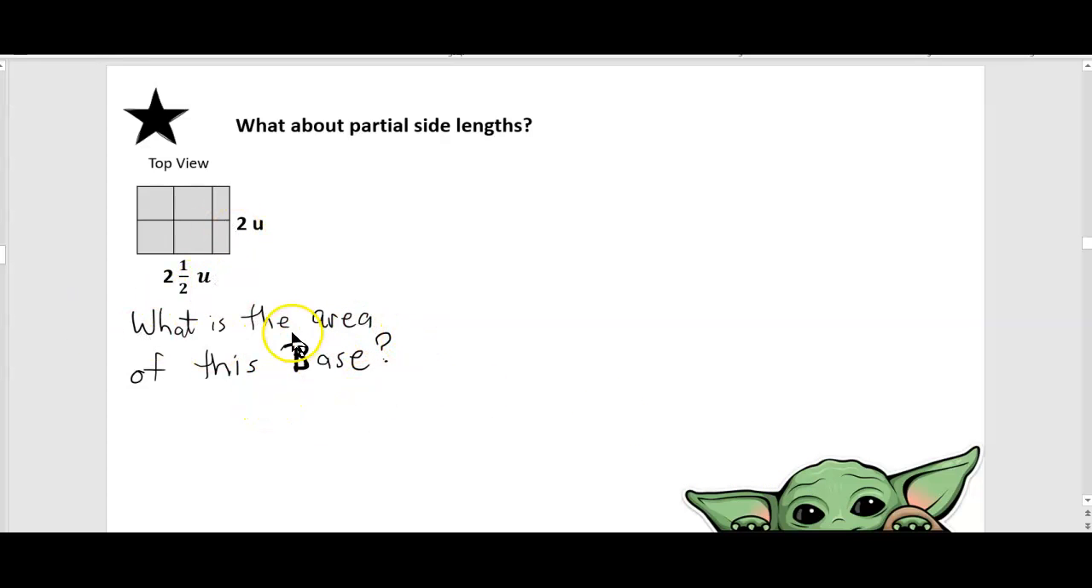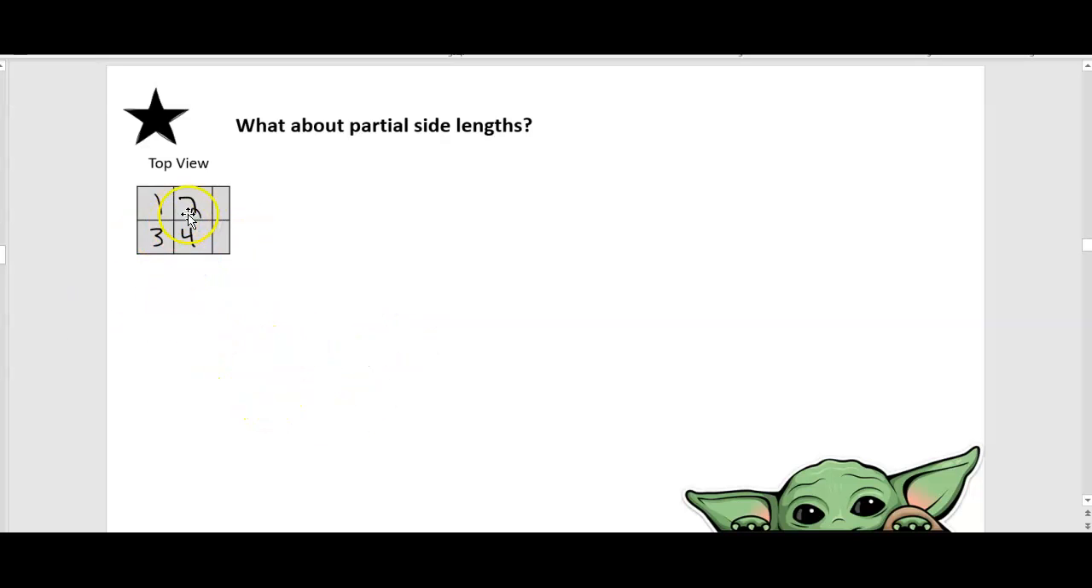So what's the area of this base? All right, so let's see. 1, 2, 3, 4. I can see 4 whole squares. But then what do you have left? 2 halves. So this isn't too bad, right? Because you just put them together. The area is 5 units squared. Not too shabby, right?